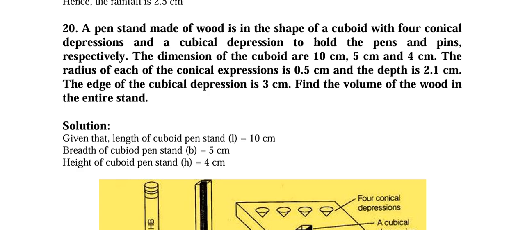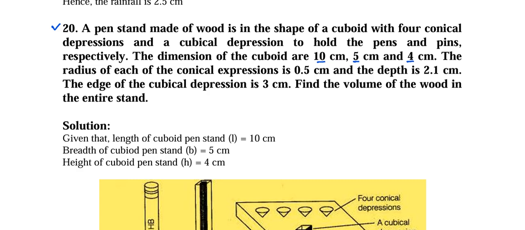Let's solve question number 20. A pen stand made of wood is in the shape of a cuboid with four conical depressions and a cubical depression to hold the pens and pins respectively. The dimensions of the cuboid are 10 centimeter, 5 centimeter and 4 centimeter.